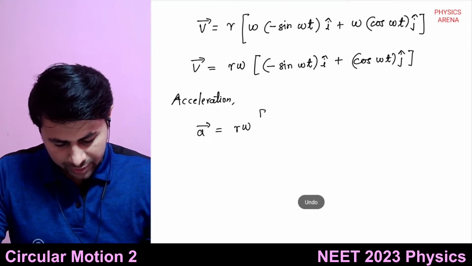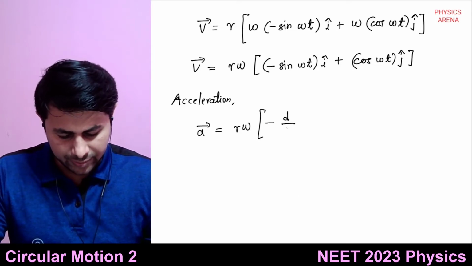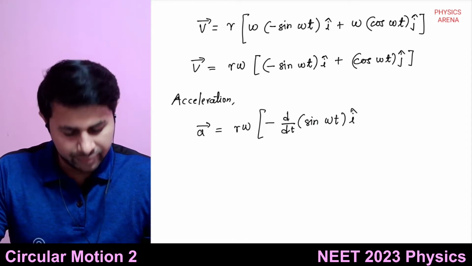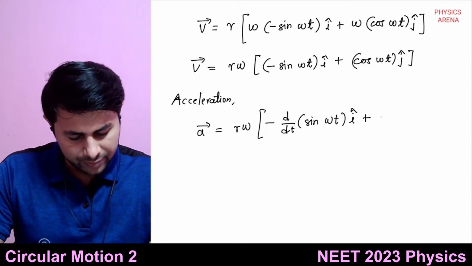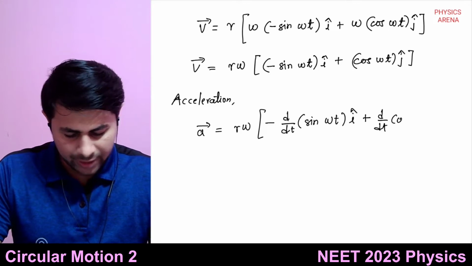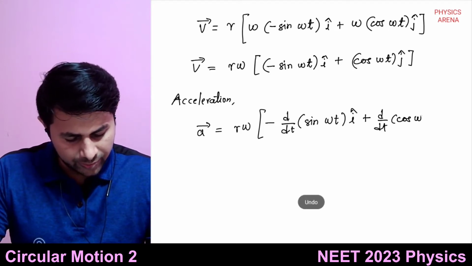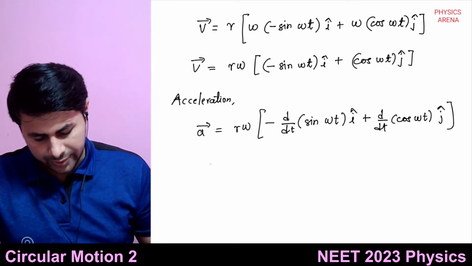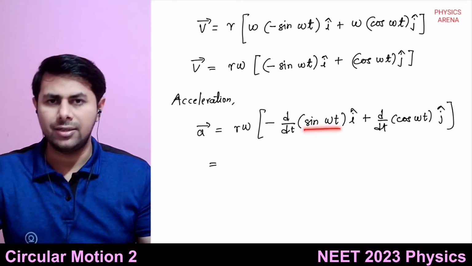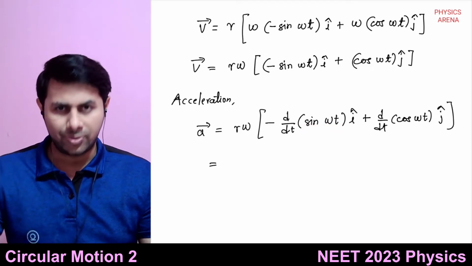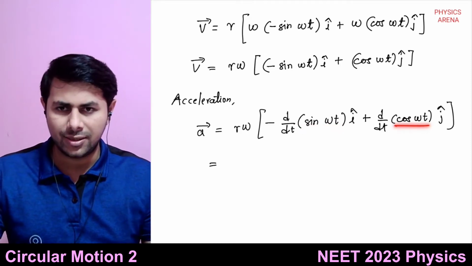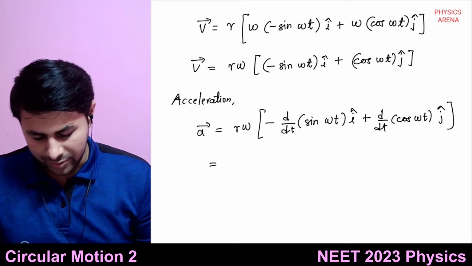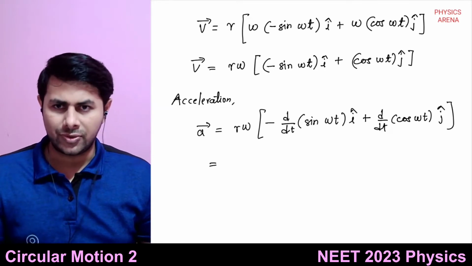So it is minus sign I can take out, d by dt of sin omega t multiplied with i cap plus d by dt of cos of omega t multiplied with j cap. Okay, so now what is the derivative of sin omega t? Omega cos of omega t. What is the derivative of cos omega t? Minus sin omega t multiplied by omega. Okay, so you get one more omega out, right?